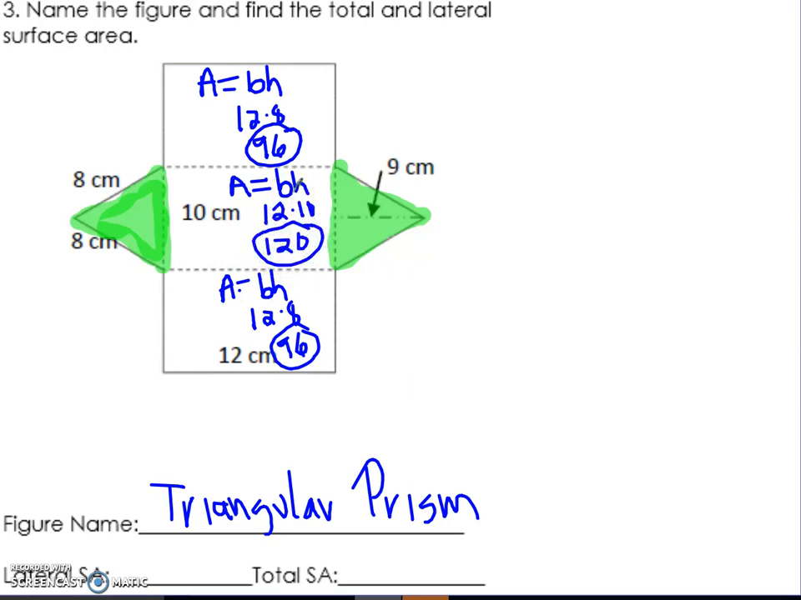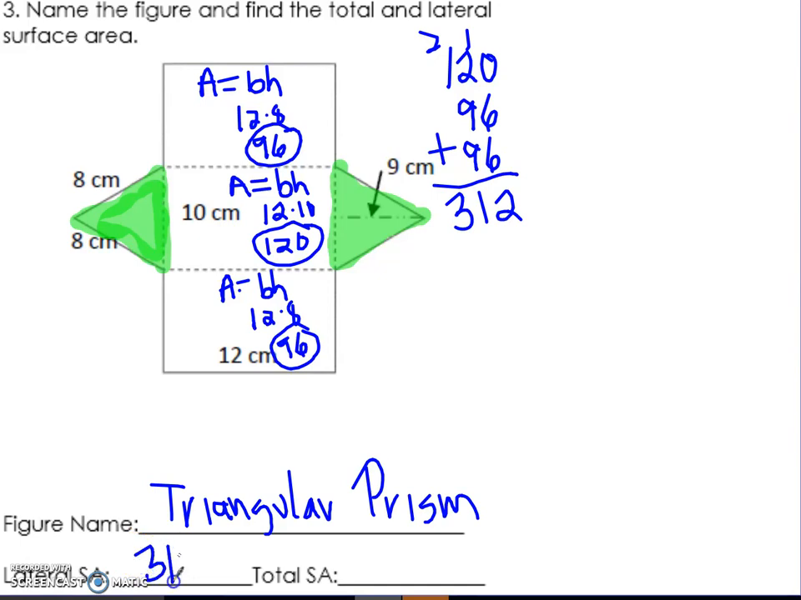To find the lateral surface area, we're going to add up everything but the base. So 120 plus 96 plus 96. We get 12, 18, 19, 20, 21. 2 plus 1 is 3. So we have 312 centimeters squared.